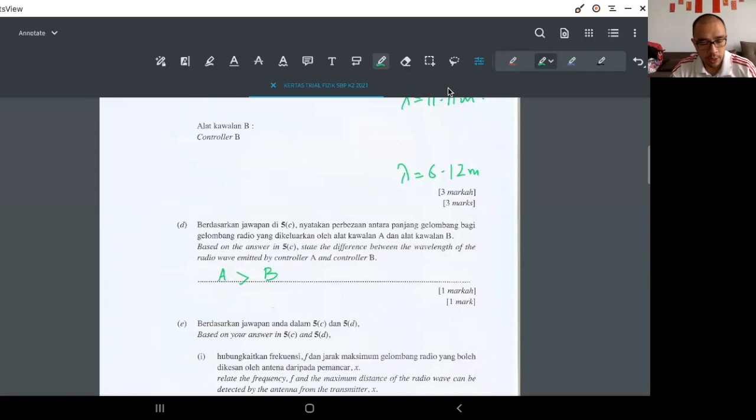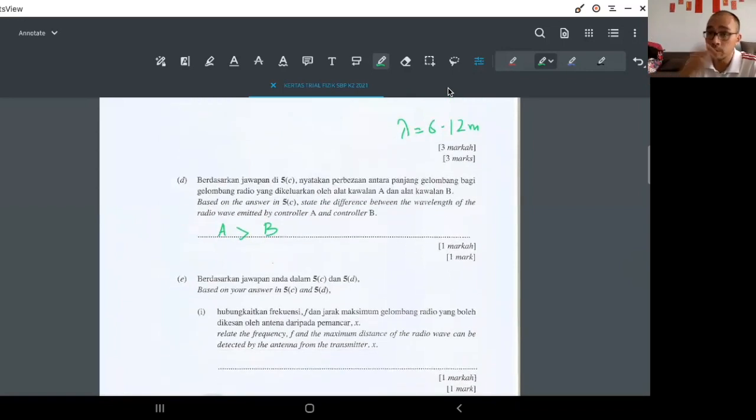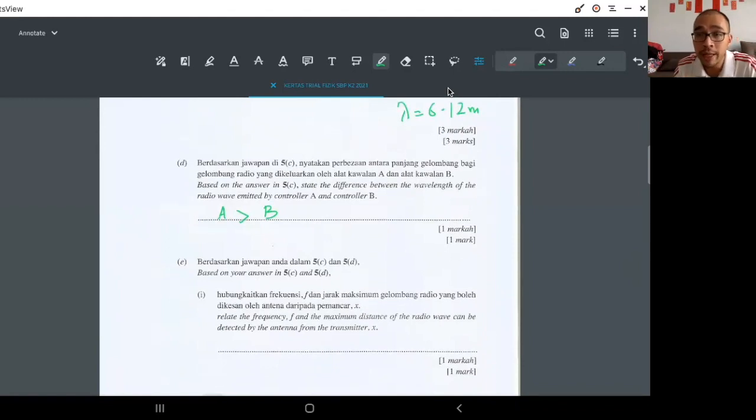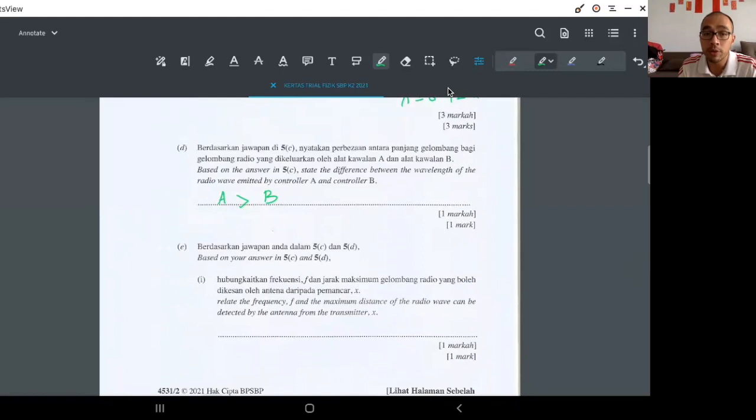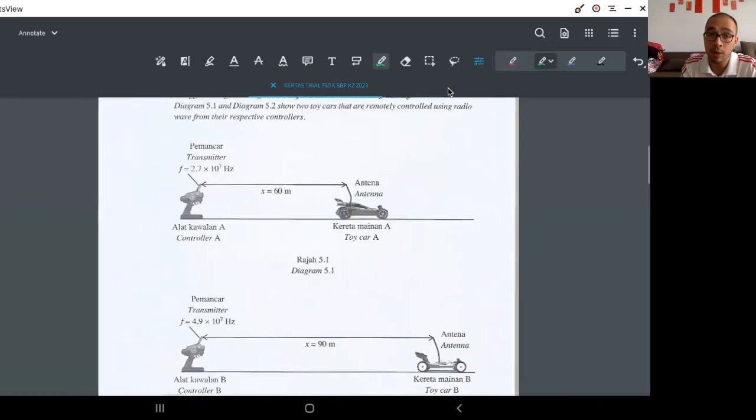Okay, question E1, relate. So, after you compare, we always relate. How do we write relate? The bigger the, the smaller the, the smaller the. Up to you lah. So in this case, relate the frequency and the maximum distance of the radio wave that can be detected by the antenna. This is a no-brainer. You see that the frequency is small, the maximum distance is small.